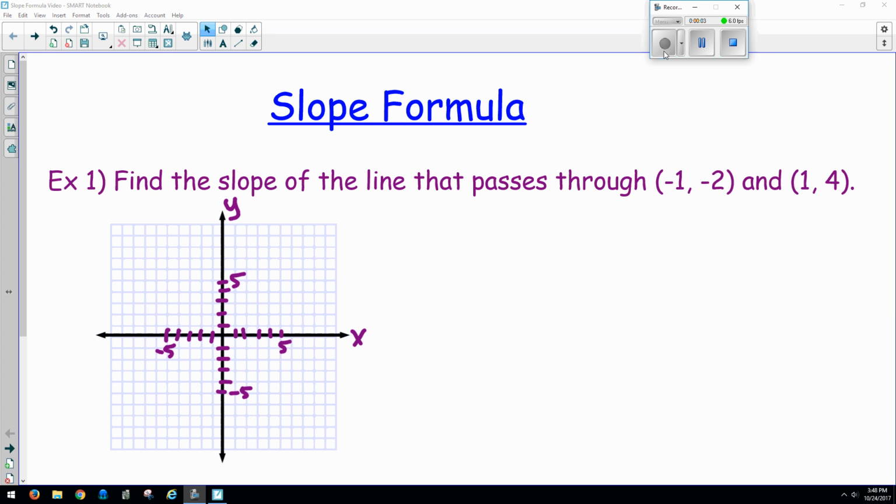Last class, we talked about finding the slope from a graph. Today, we're going to be talking about finding the slope using a formula. So in this example, they want us to find the slope of a line that passes through these 2 points.